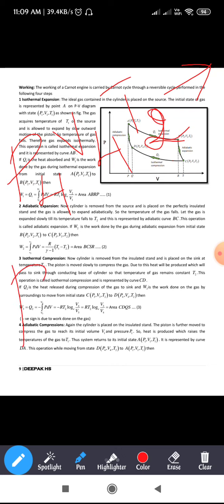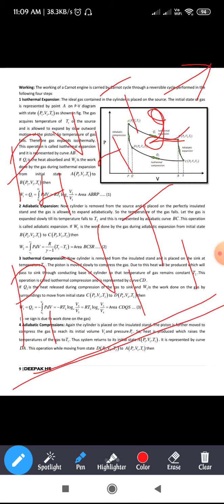So what happens, the pressure changes from P4 to P1, volume changes from V4 to V1, whereas the temperature increases from T2 to T1. Since the gas is allowed to compress on the insulated stand, we say that the system has come back to its initial state. The initial state, you know, had pressure, volume, temperature P1, V1, T1, right? That is what we have achieved.